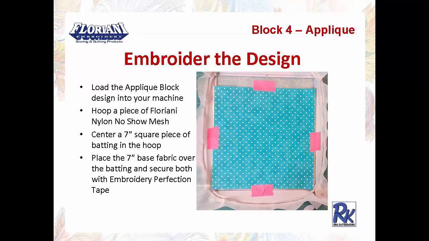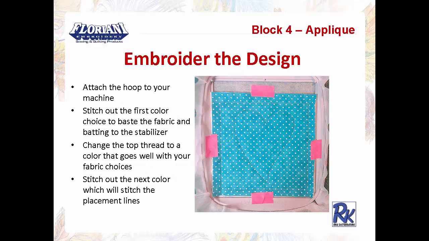So let's go ahead and start embroidering. You want to load the applique block design into your machine, hoop up a piece of Floriani nylon no-show mesh stabilizer, get it good and tight. You want to center a 7-inch square piece of batting in the hoop, and then over the top of that you want to put your 7-inch base fabric over the batting and secure both of them nice and tight with embroidery perfection tape. Next, you want to attach the hoop to your machine, stitch out the first color choice to baste the fabric and the batting to the stabilizer.